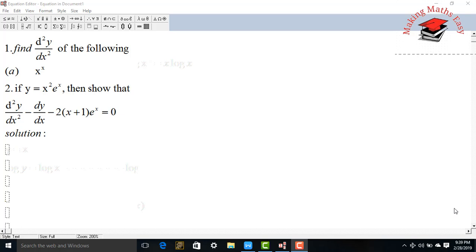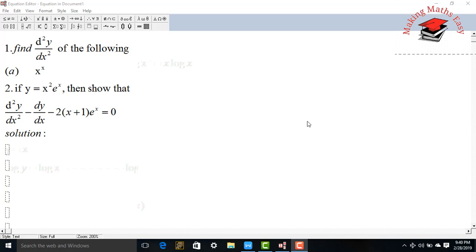So in the previous video I told you some important concepts of the second order derivative and higher order derivative, how to calculate a higher order derivative, and how to find d square y upon dx square. So today in this video we will solve some complicated sums based on higher order derivative. So let's start by solving the sums.